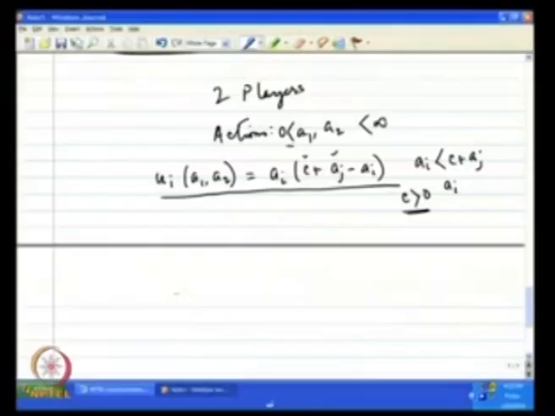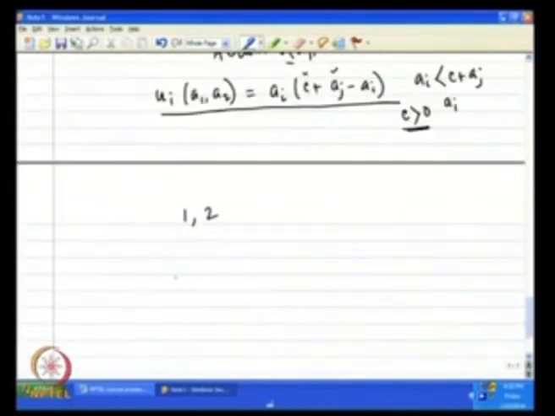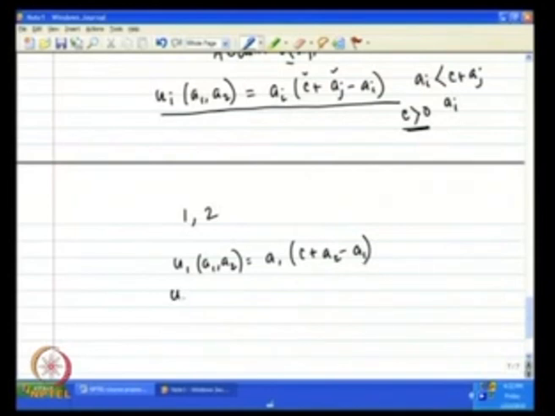So, here I have a game theoretic situation where the actions taken by each player could be a continuous variable, AI and AJ. In particular, I am going to consider two players only, 1 and 2. So, the payoff functions will look like the following. This is how the payoff functions look. Question is, what is the Nash equilibrium here?